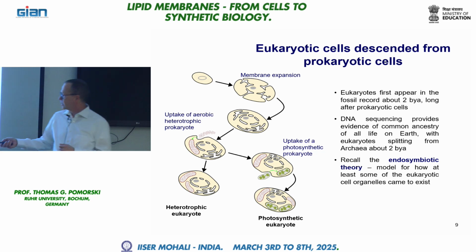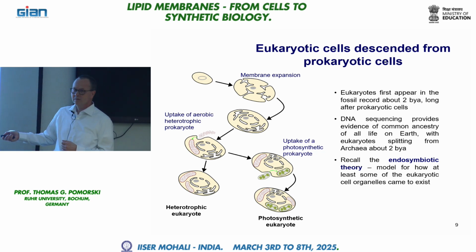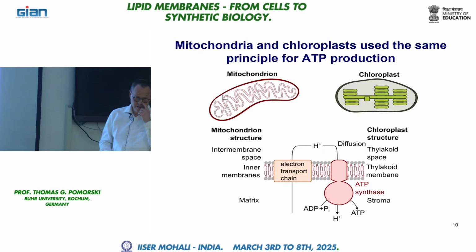And then this cell later gave rise to all the plants that we know now. This cell gave rise to all the types of heterotrophic organisms, the animals that we know. Okay, so what is common in all these? Common is the membrane.